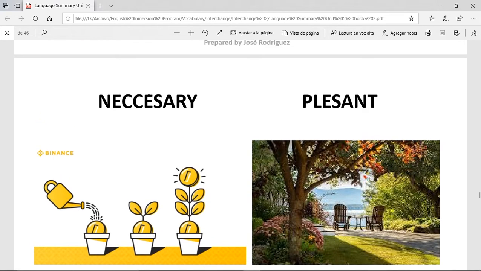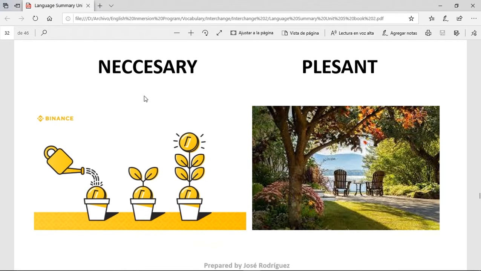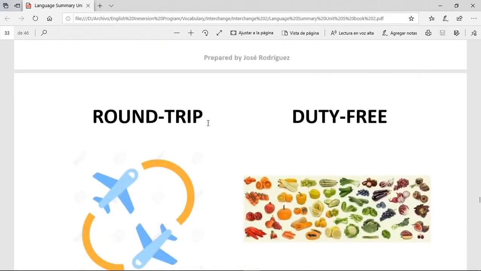Necessary. Something necessary is something that you need. For example, you can say that water is necessary for plants. Okay? Pleasant. Pleasant is something that is good and relaxing and that you feel that it's great for you.